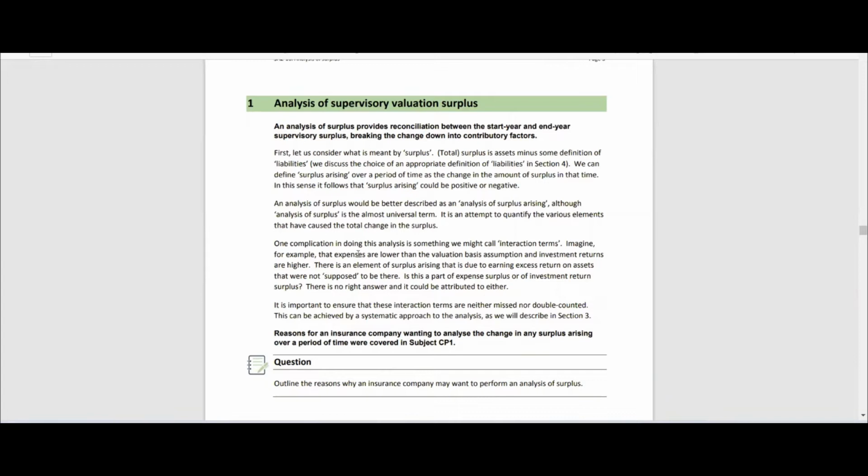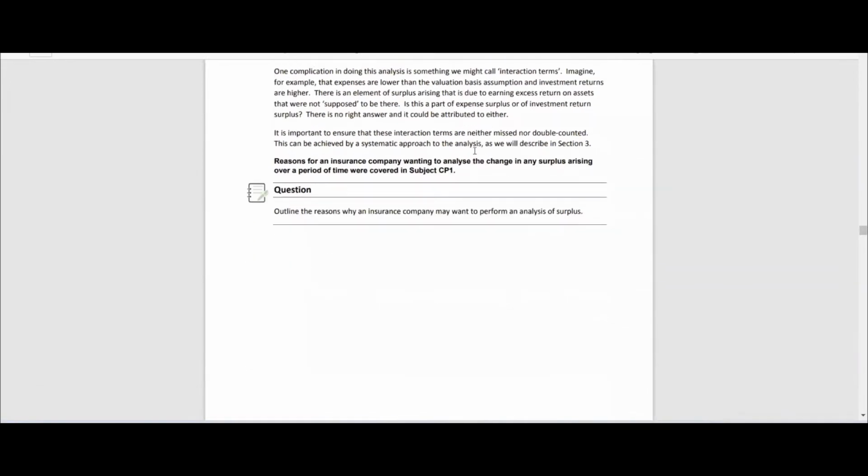So it is called surplus arising, but the industry norm is to call it surplus, right? That's why we call it analysis of surplus. Otherwise, the proper term would be surplus arising. And as I mentioned, if you have studied CP1, you have gone through this.